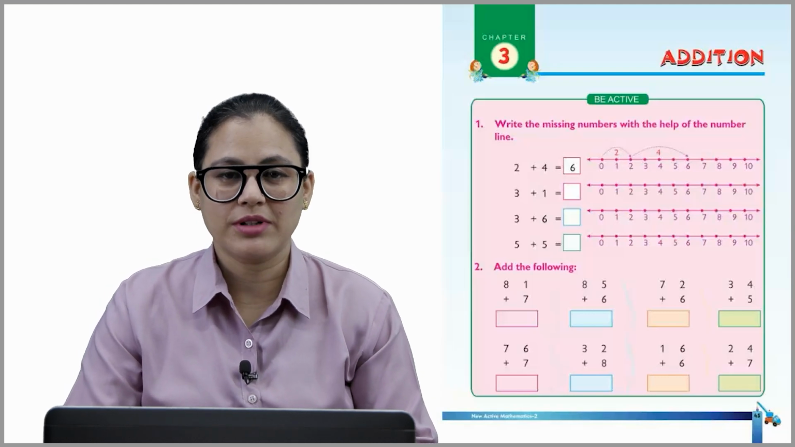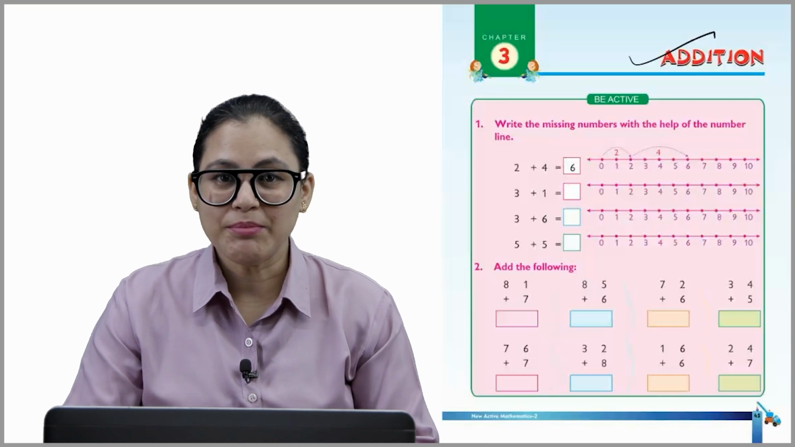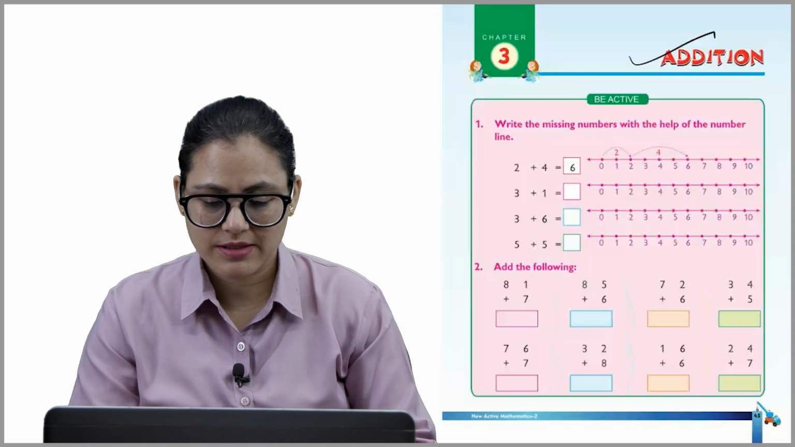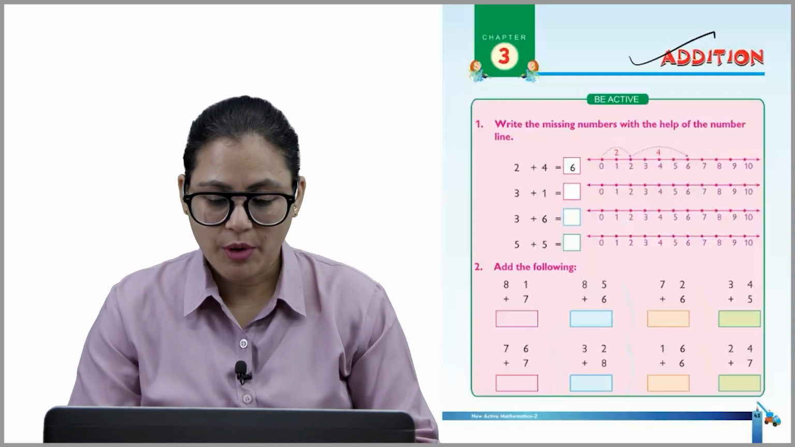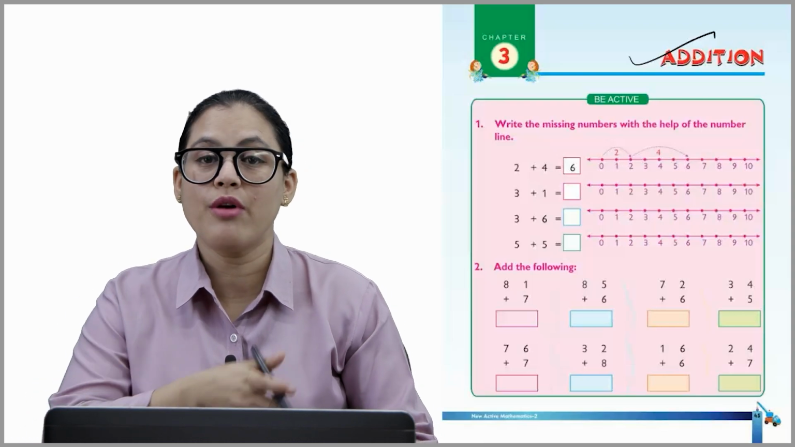Let's start today's chapter, addition. Number 1, write the missing numbers with the help of the number line. One has been done for you. See, 2 plus 4 is 6. From 2, you will move 4 steps in right direction or forward.